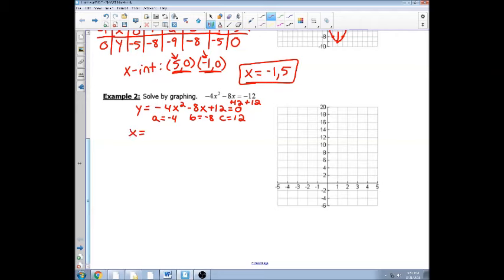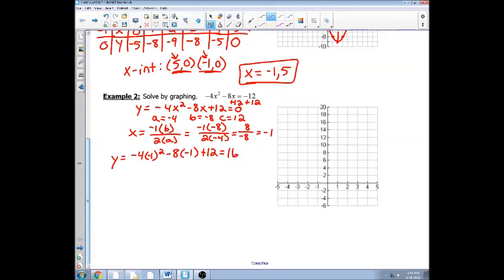To find my x, it would be negative 1 times my b value over 2 times my a value. Well, my b value is negative 8, so it would be negative 1 times negative 8 over 2 times negative 4. That would get me positive 8 over negative 8. 8 divided by negative 8 would be negative 1. To find my y, I would go ahead and just put negative 1 in for all of my x's. When you type that through into your calculator, you would end up with positive 16.